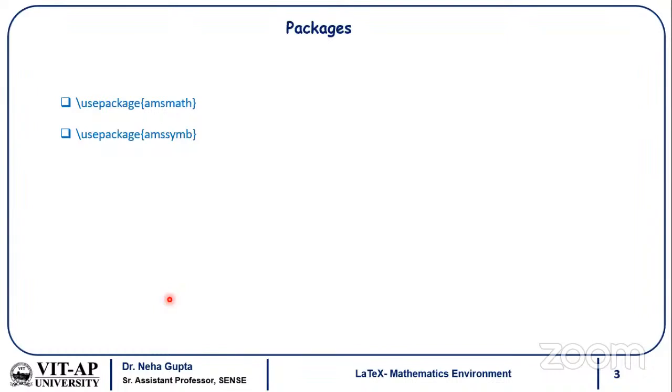So first of all, I'll start with the packages. These are the two main packages you have to take in your document. I think you all know how to create the document. I'll show you also in Overleaf. So these two main packages we have to install when we are working in the mathematical environment. The first one is amsmath. The second one is amssymb. The first one is going to create the environment.